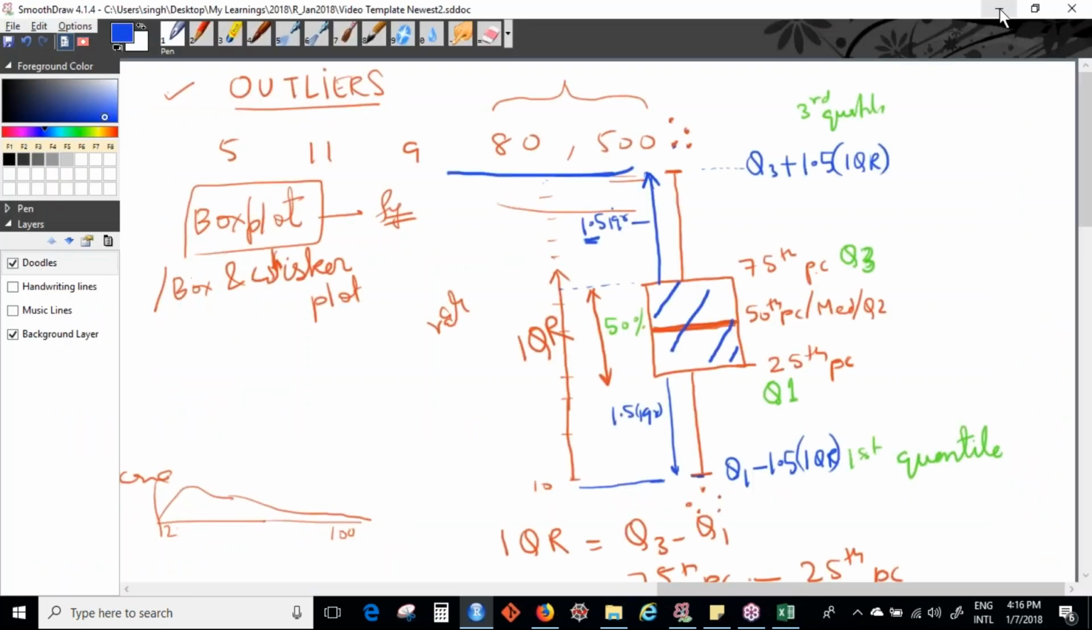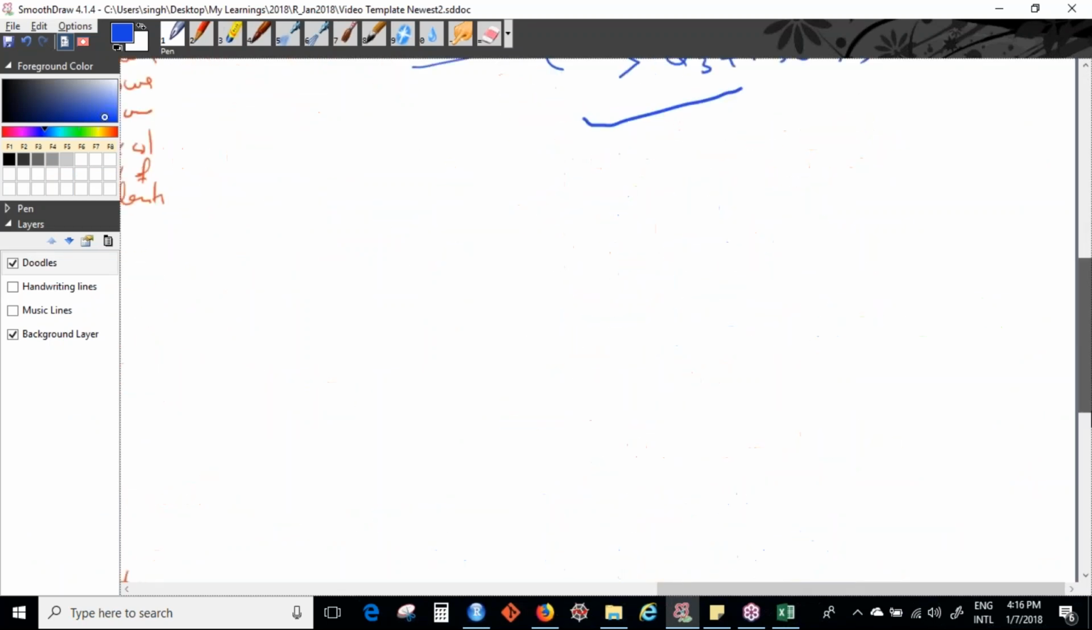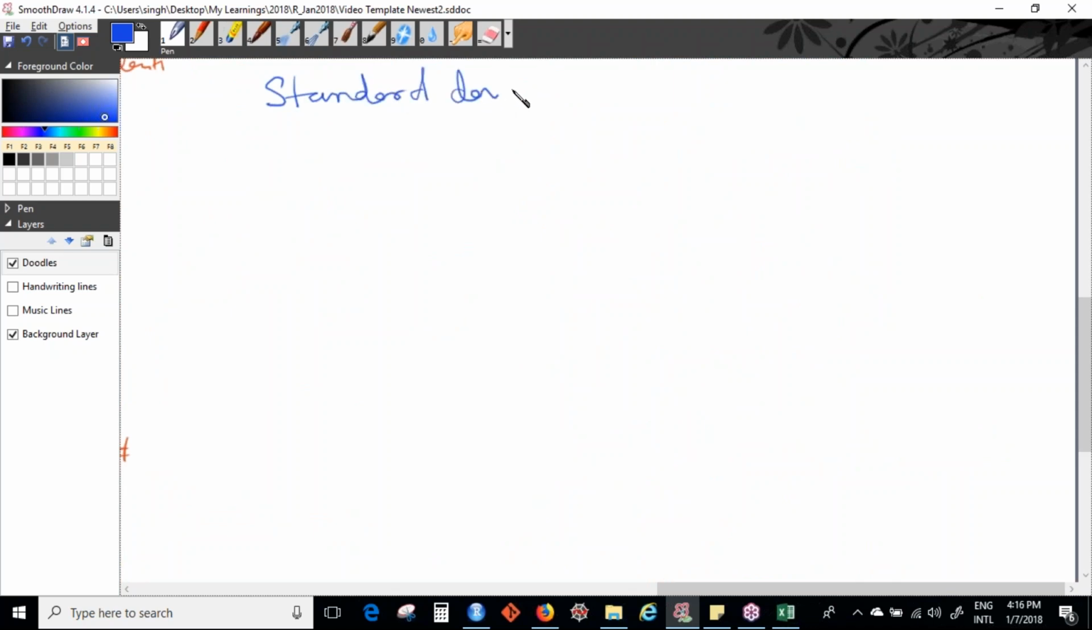Okay, now let us come back to what we were discussing here. Let's talk about another variable which is very important in statistics. In fact, the most important variable of statistics, which is called standard deviation. This is the most important variable of statistics. Not one of the most, the most. Now what is standard deviation?